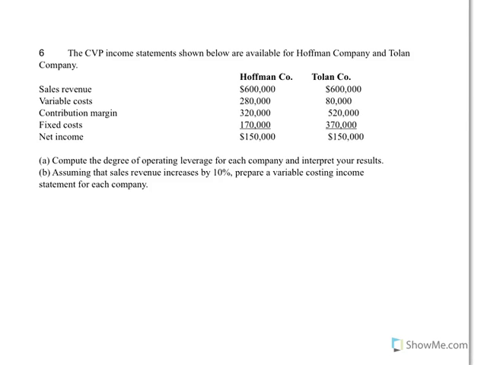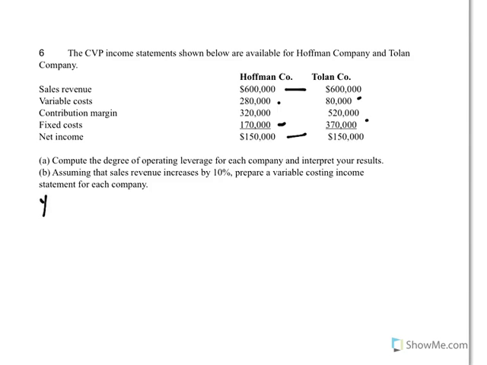The cost, volume, profit income statement is shown below for Hoffman and Tolan. And you can see they're making the same sales revenue, 600,000, and they have the same profit, but they have a different cost structure. Variable cost 280 for Hoffman, 80 for Tolan. Fixed cost 170 for Hoffman, 370 for Tolan. So they have a different mix of fixed and variable.